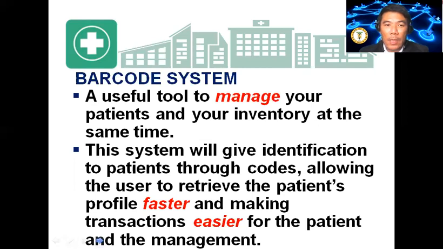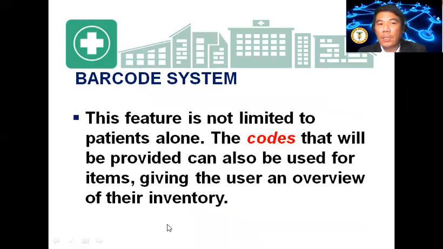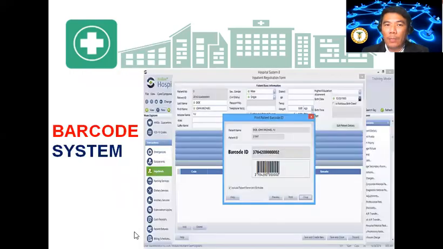And when it comes to this aspect, this feature is not limited to patients alone. These codes can be used on items, giving the user an overview of the inventory. So codes are now very important for purposes of confidentiality and security as well. That's the main purpose. If you are not given the barcode, you may not access the basic information that you may need. So it still has access rights.